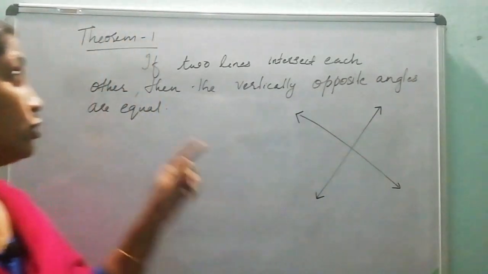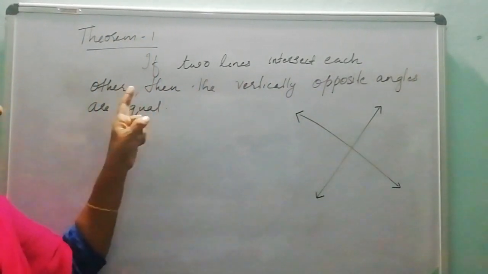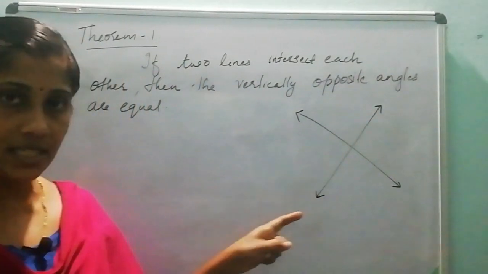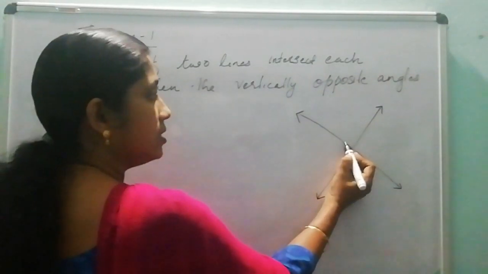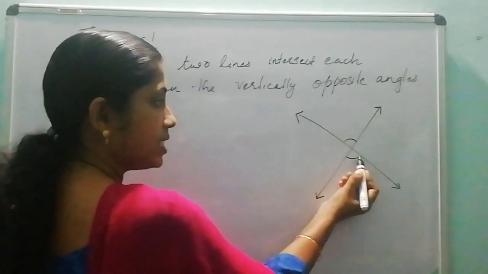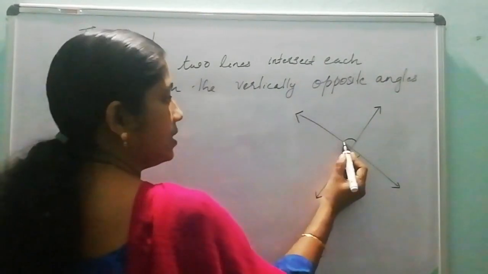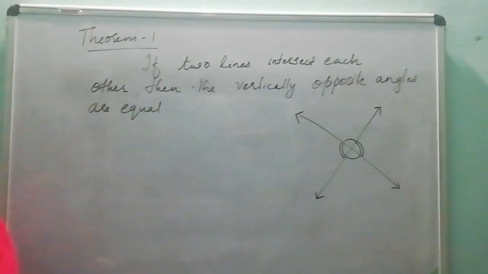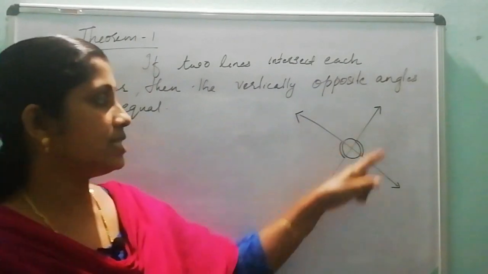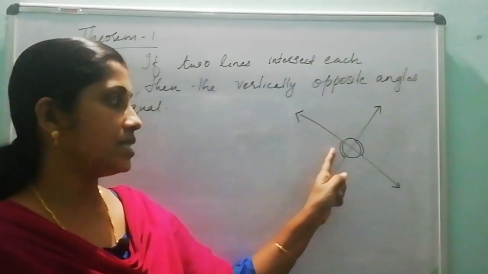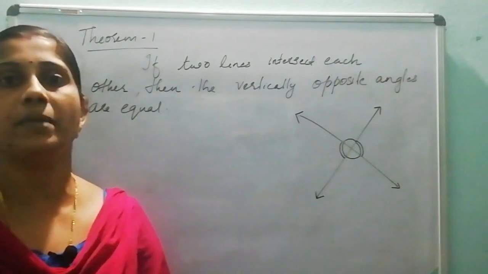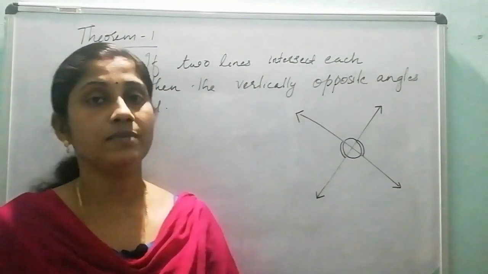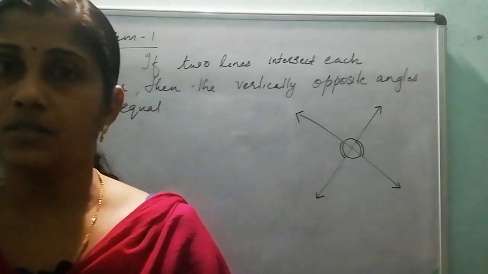If two lines intersect each other, then the vertically opposite angles are equal. These two angles are vertically opposite angles, so they will be equal, and these two angles are also vertically opposite angles, so they will also be equal. You have to study the statement of the theorem, so that we can use it in solving our problems.